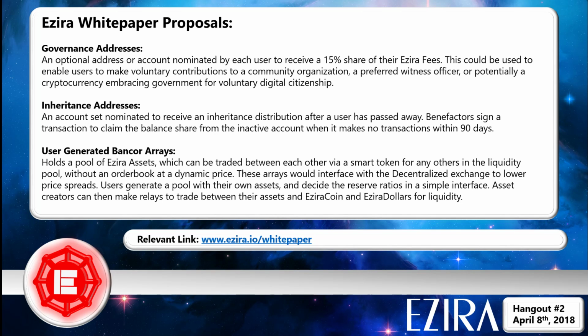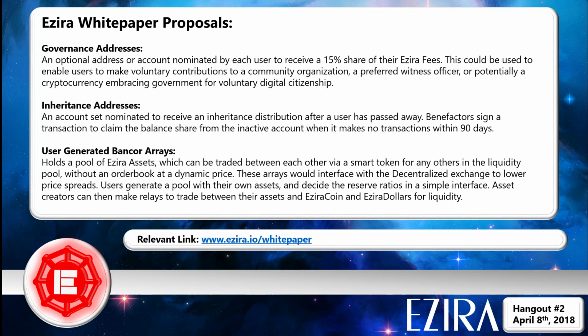For user-generated Bancor arrays, this would enable a user to create a pool of Ezira assets which can be traded between each other via a smart token for any others in the liquidity pool, without an order book, at a dynamic price. These arrays would interface with the decentralized exchange to lower price spreads. Users generate a pool with their own assets and decide the reserve ratios in a simple interface. Asset creators can then make relays to trade between their assets and Ezira coin and Ezira dollars for liquidity.